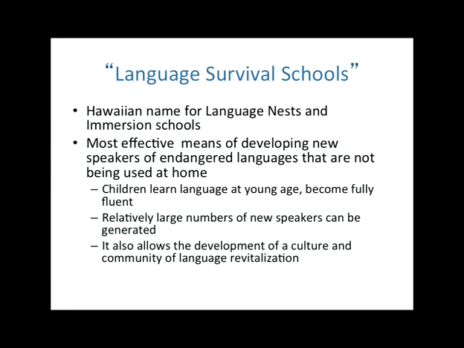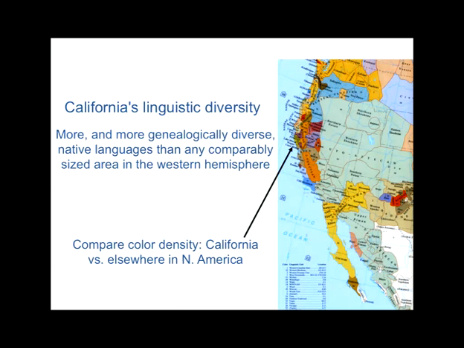Well, language survival schools have not been especially strong, to my understanding, in Australia, and nor have they been strong outside of Hawaii in the United States, and especially California. Now, why is this? Well, a lot of it has to do with language diversity. In Hawaii and in New Zealand, there is exactly one indigenous language in each of those locations.